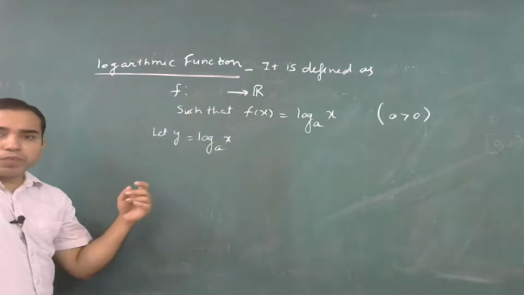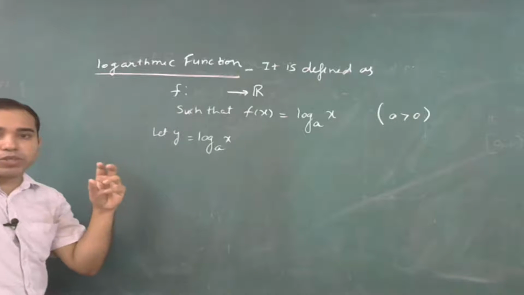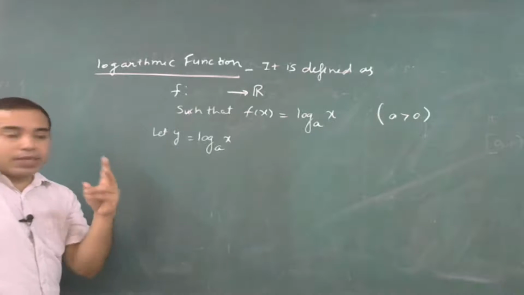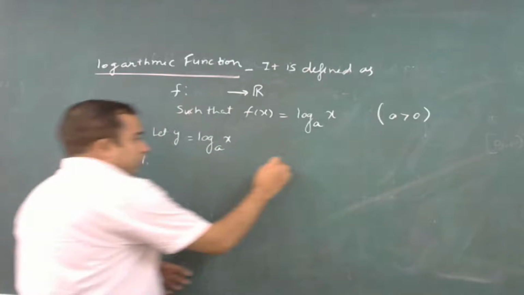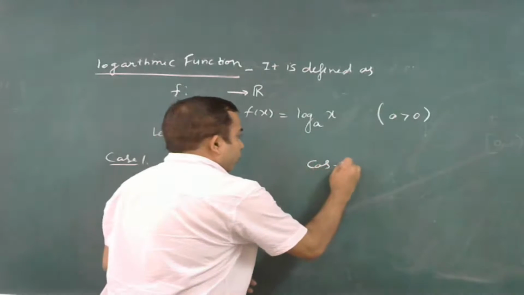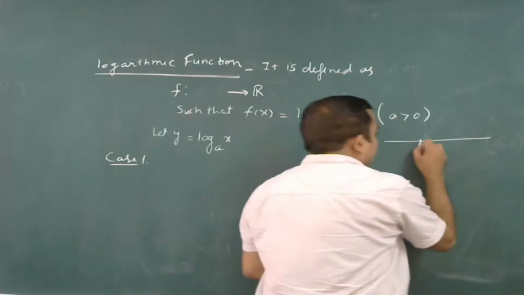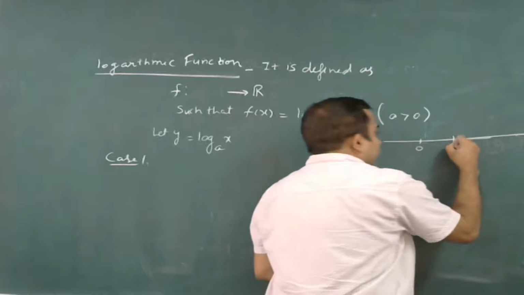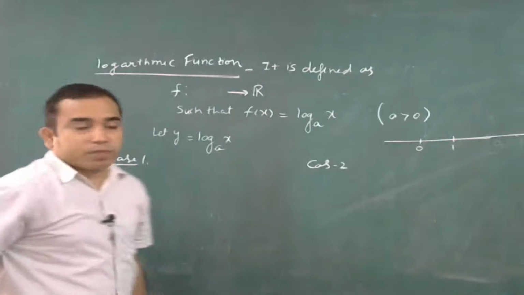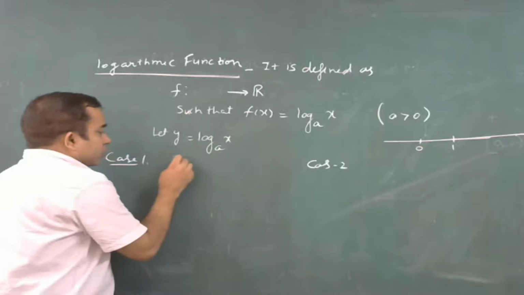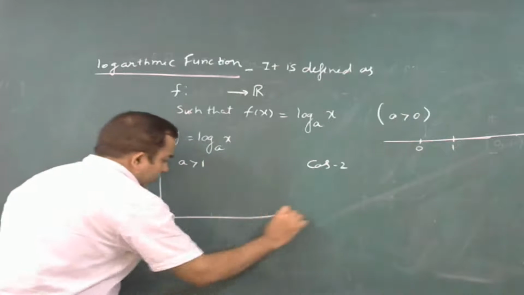And here also on a there are two cases actually, there are some restrictions on a, and different graphs you will see for both the cases. So a is always taken positive, but in positive also there is a category that two cases are there: it can be more than 1 and it can be between 0 and 1. So case 1, if it is more than 1, then the graph will come like this.